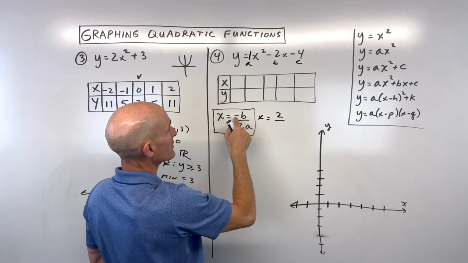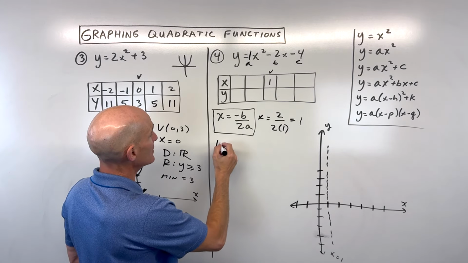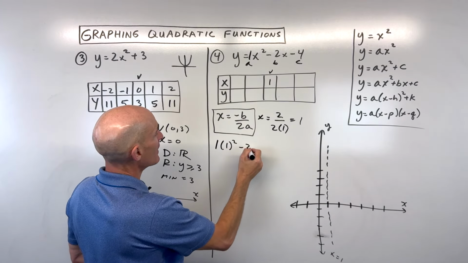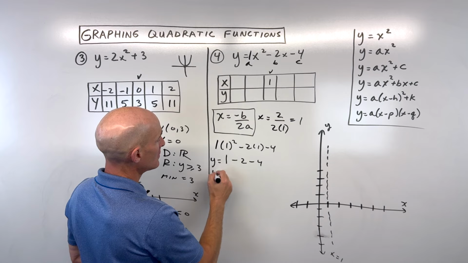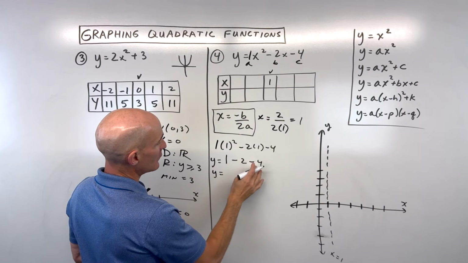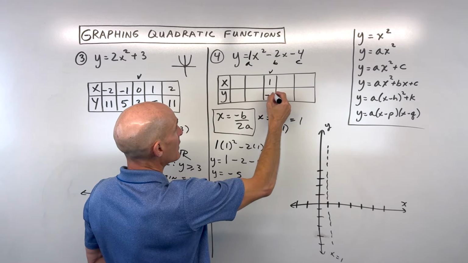Now, if we plug that 1 back into our equation for x, we can solve for the y-coordinate of the vertex. So let's go ahead and do that. It'll be 1 squared minus 2 times 1 minus 4. So this comes out to 1 minus 2 minus 4, which is, let's see, negative 1 minus 4 is negative 5. That's the y-coordinate of our vertex. Let's plot that. 1, 2, 3, 4, 5. It would be right here.